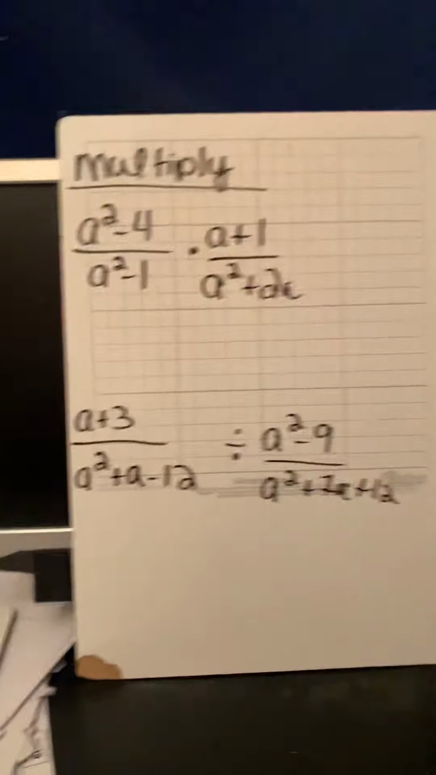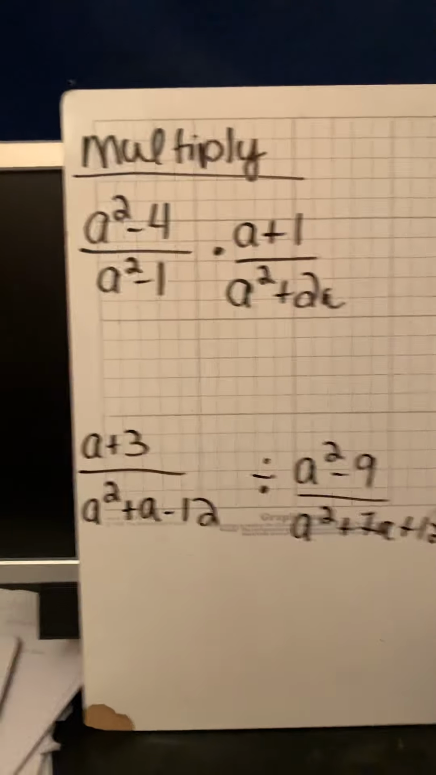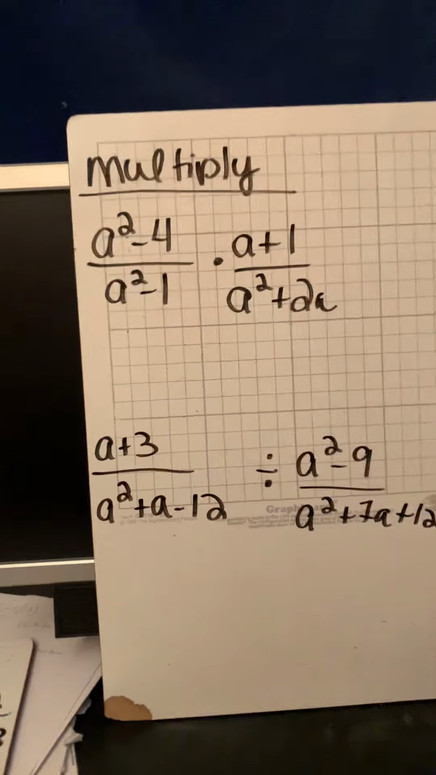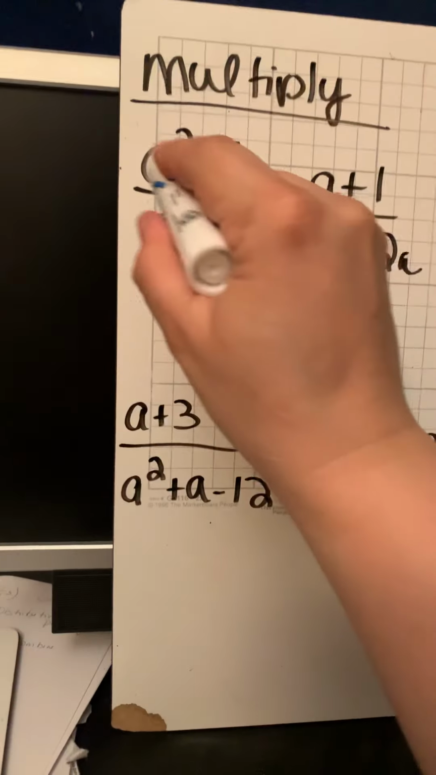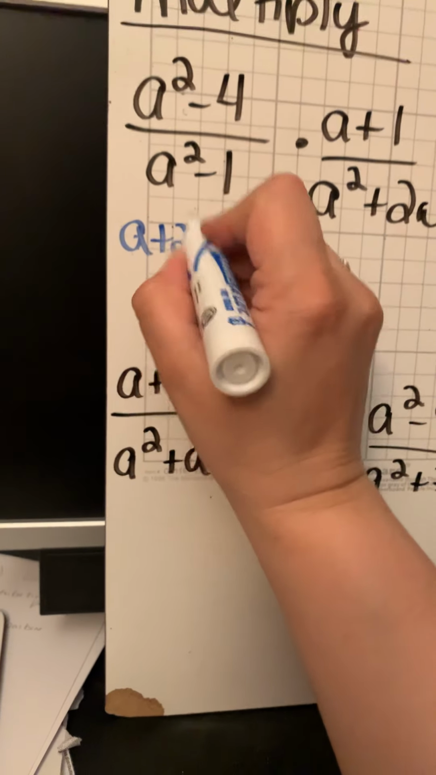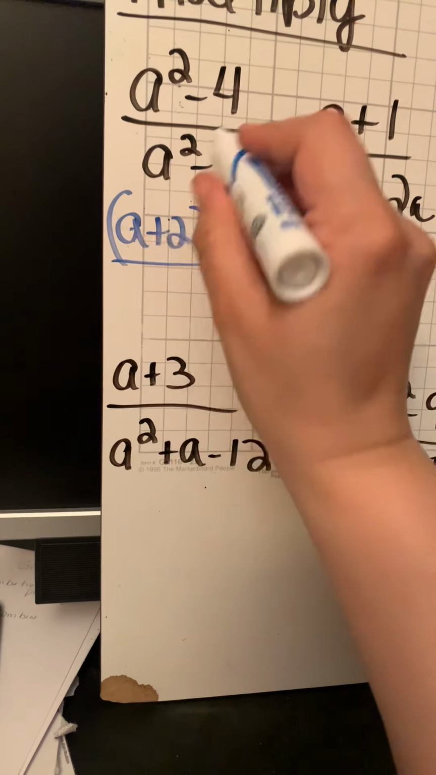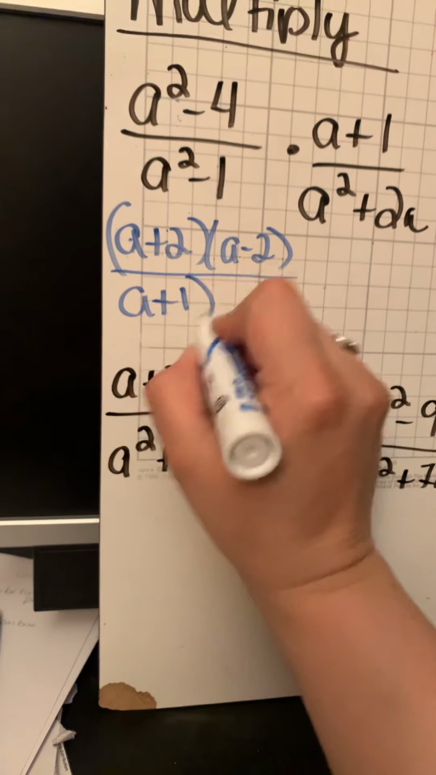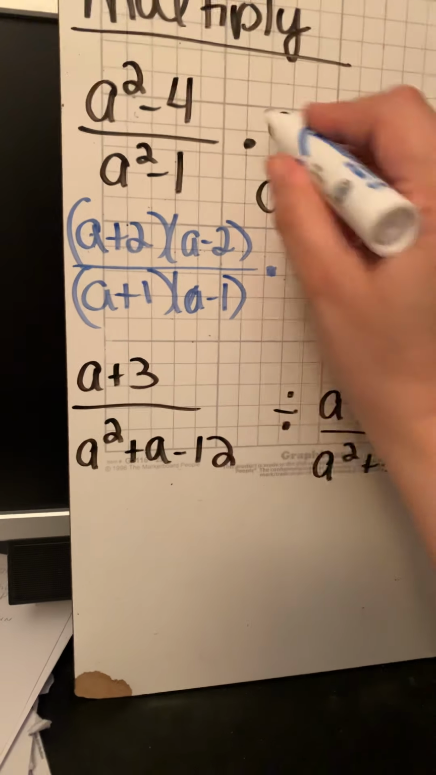Multiplying and dividing. Same exact concept. Again, we're going to factor everything. I can factor this, difference of squares, so I'd have a plus 2, a minus 2. Difference of squares, a plus 1, a minus 1. Times, I can't factor that.